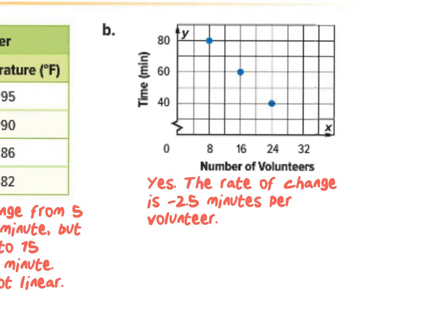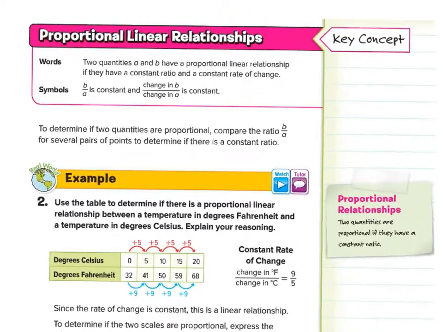Yes. The rate of change is minus 2.5 minutes per volunteer. I did the math where I wrote out that we have 20 minutes divided by 8. Here's my x and here's my y. When I solve 20 divided by 8, I simplify and get 2.5. Now I put negative 2.5 because we're dropping. You see this? We have a slope going down to the right. So it's minus 2.5 minutes every time we gain a new volunteer. Okay, now let's take a look at the key concept for the lesson.